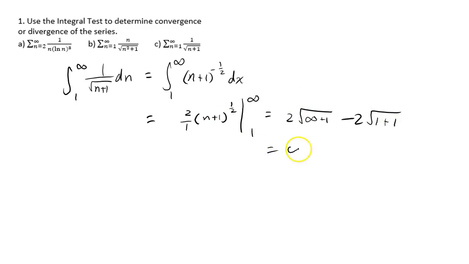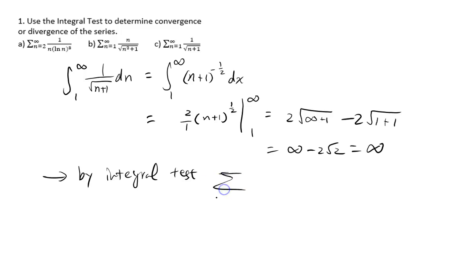And that's just infinity minus 2, which is infinity, and thus by the integral test, this sigma n from 1 through infinity of 1 over square root of n plus 1 diverges. Okay.